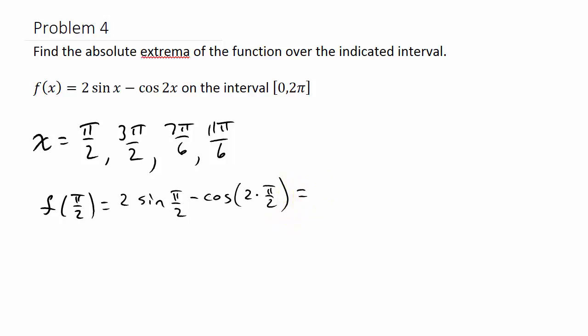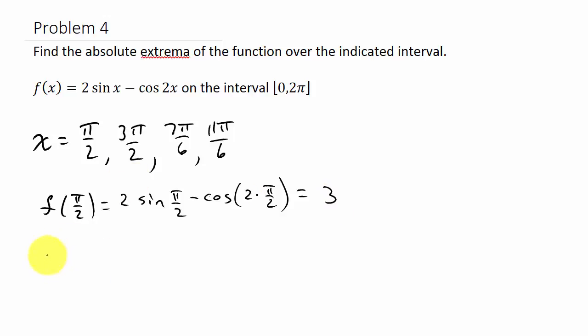Well, the sine of pi over 2 is 1. Okay, so that would be 1. And then the 2's cancel, so I've got the cosine of pi, which is -1. And so when I punch all of that in, I end up with 2 minus a -1, so that would be 3.